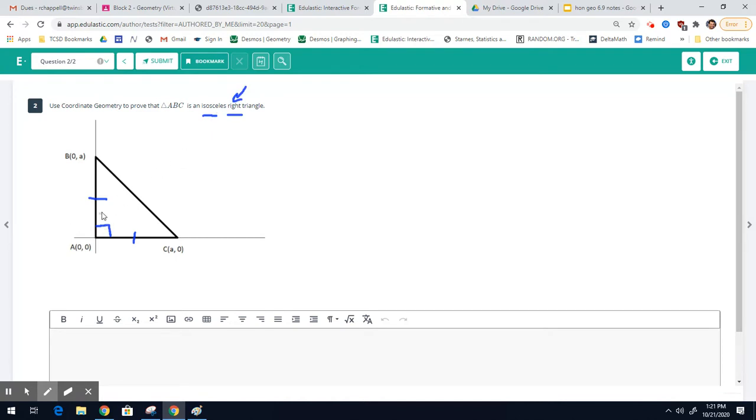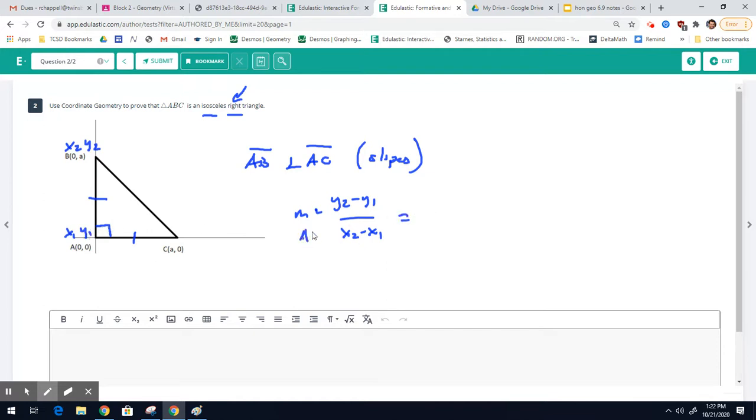So to show that this is a right angle, I must show that segment AB is perpendicular to segment AC. And to do that, I need to use the slopes. All right, so I'm going to go ahead and first talk about the slopes of AB. Now, to get from B to A, you have to go down, but we're going to use the actual slope formula. So your slope formula is y2 minus y1 over x2 minus x1. So we need to use this. Let's call this x2, y2. Let's call A x1, y1.